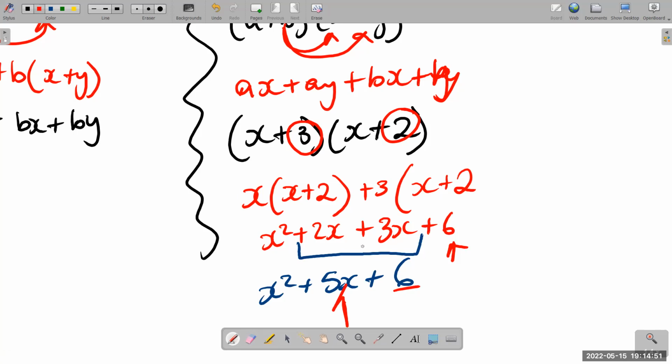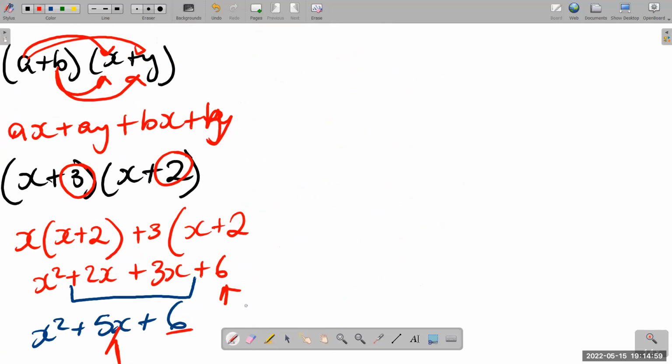How are you getting 6x in the middle here? 2x plus 3x is 5x. Check it, you see. So these are the things we can't get wrong. So it means then, if I give you this, what's going to happen? (x minus 3) squared. Let's go.